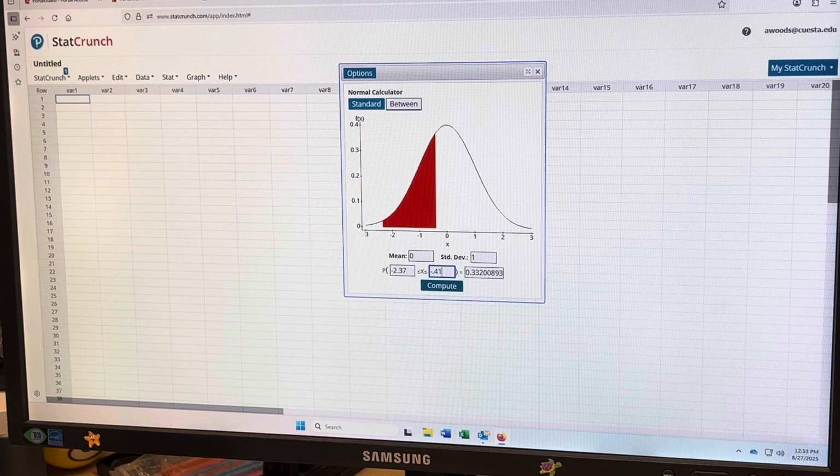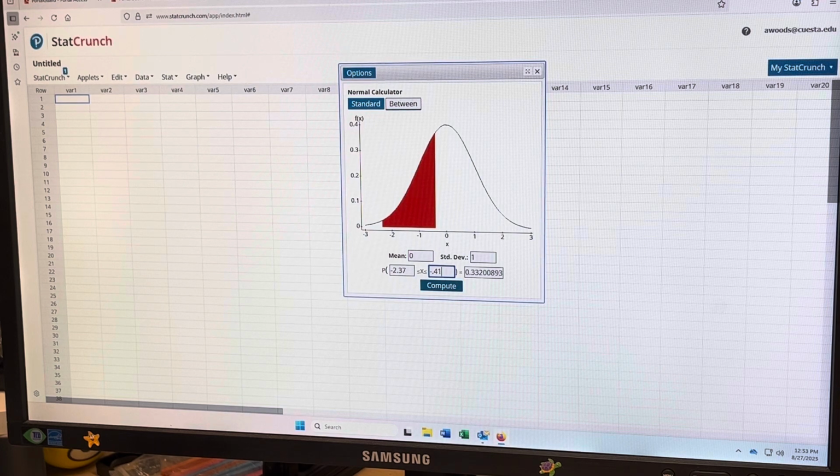Again, make sure your graph looks appropriate. Match your graph with the graph that we drew, and we get an area of 0.3320. So it's as easy as that to find areas on Statcrunch, whether it's asking you for a between or for a tail, one way or the other, you can still do it.